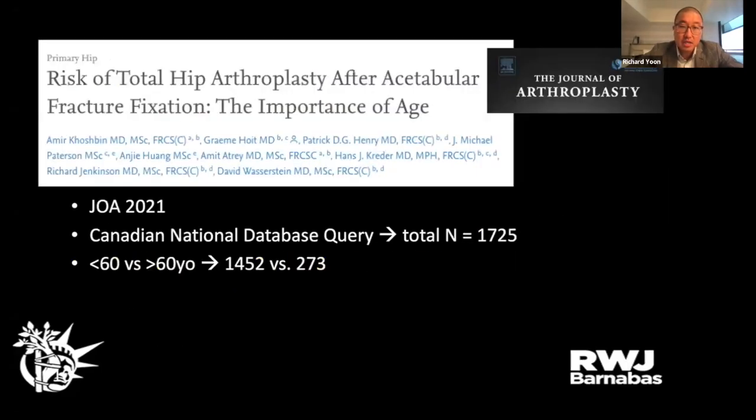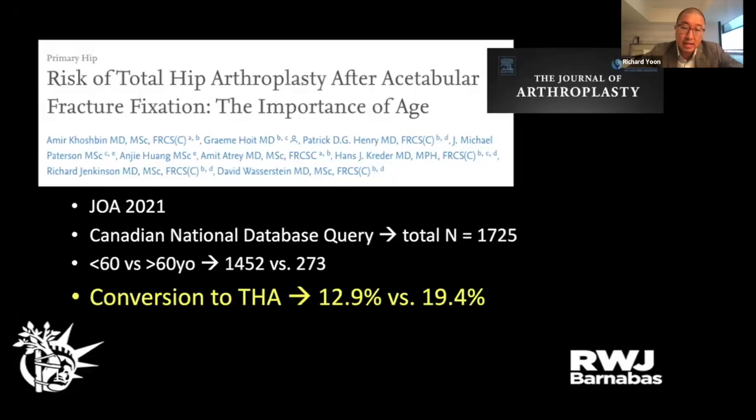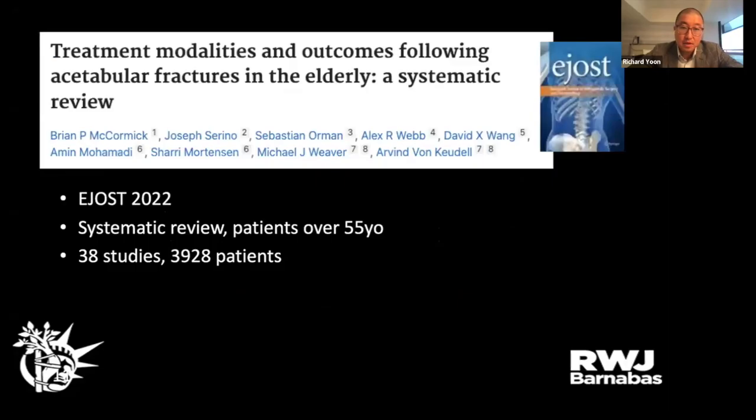On the joints side, from Canada, looking at the National Canadian Database, a total of 1,725 patients, younger and older than 60. This was the breakdown that was there. And overall, in the older population, there was almost a 20% conversion rate to THA after fixation of the acetabulum. Again, Arvind and Mike Weaver from Harvard looked at a systematic review in patients over 55 years old.